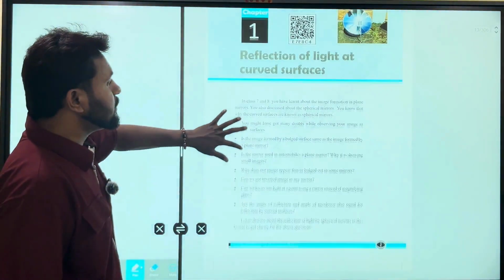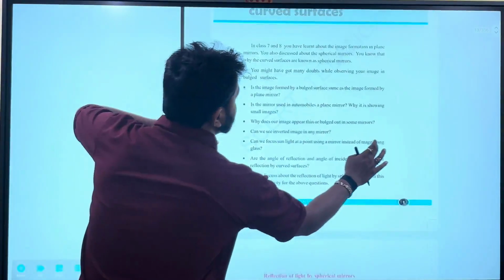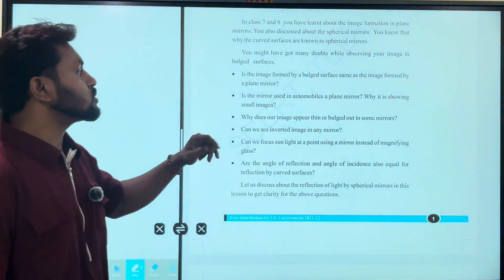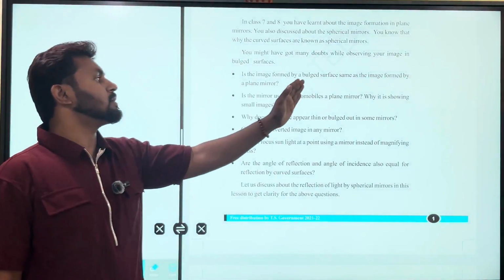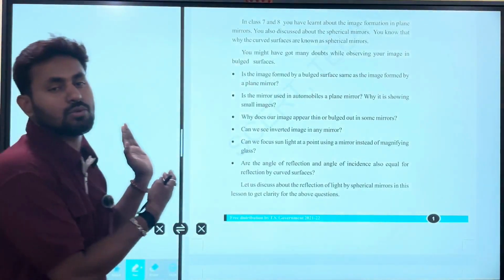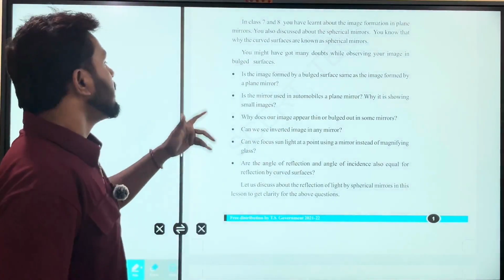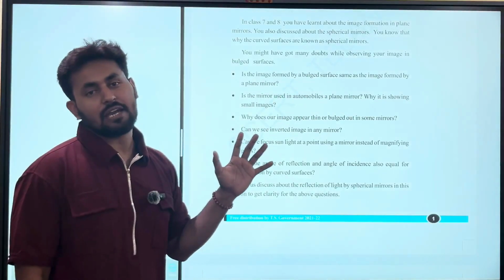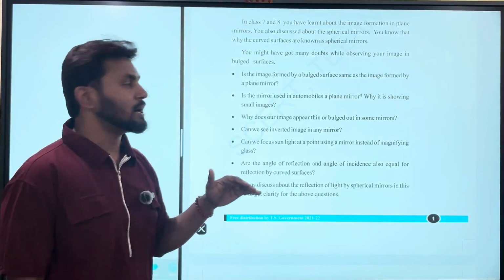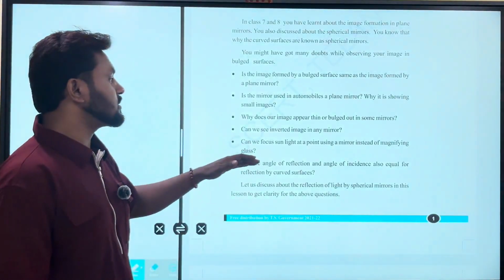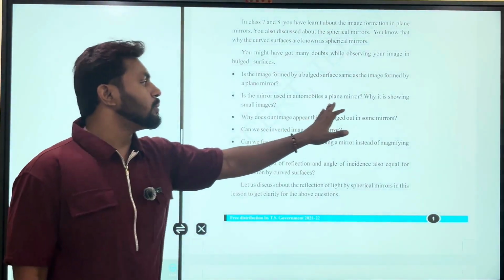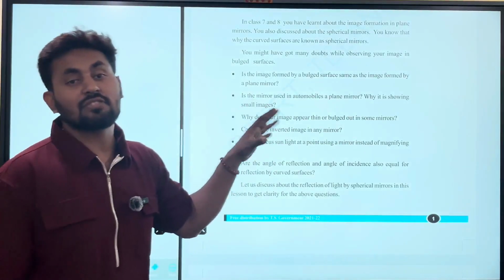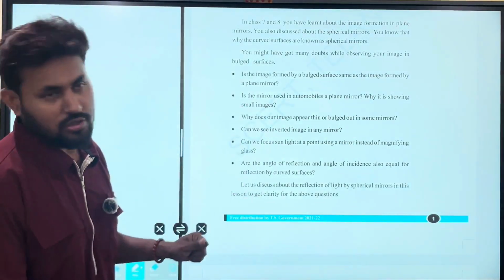this is the chapter you have in your 10th grade, that is the SSC syllabus, and these are the assumption questions that you might be having. Is the image formed by the bulge surface? I just told you that concave mirror and convex mirror have the same characteristics as plane mirror. No, they have different characteristics. Everything you will get to know one by one, and these are the sample questions. Is the mirror used in automobiles a plane mirror? You will be able to answer all these sample questions when I teach you further.